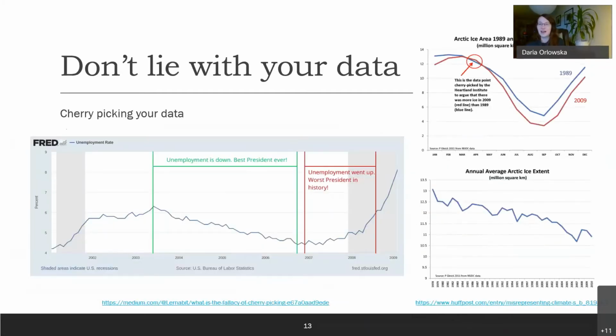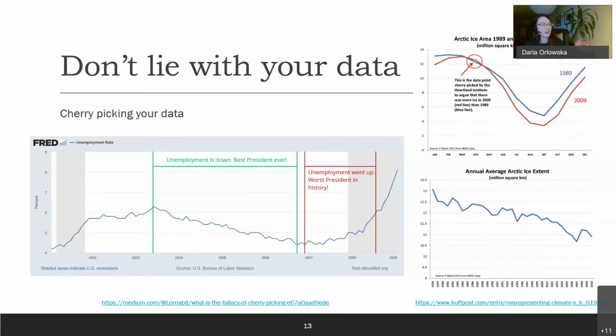Another way of lying with your data is cherry picking your data. This one is harder to spot in the wild because a lot of the time you are also missing some data. For example, on the left-hand side, you have the unemployment rate between 2002 and 2009. And this is very clearly showing that depending on what your starting point is and what your ending point is, you can cherry pick the information that you're giving to the audience.